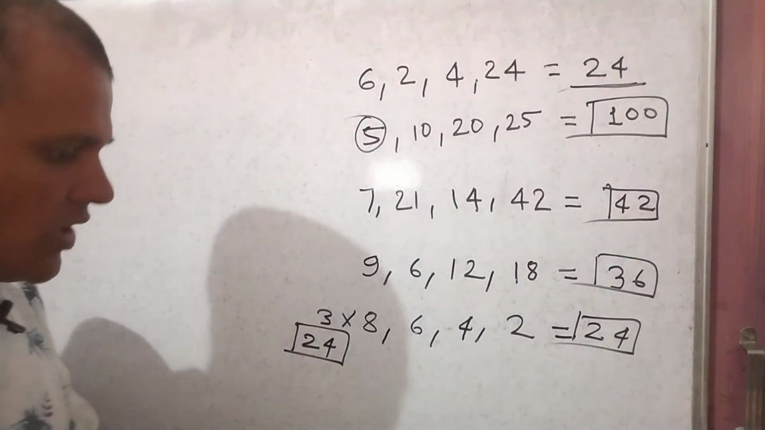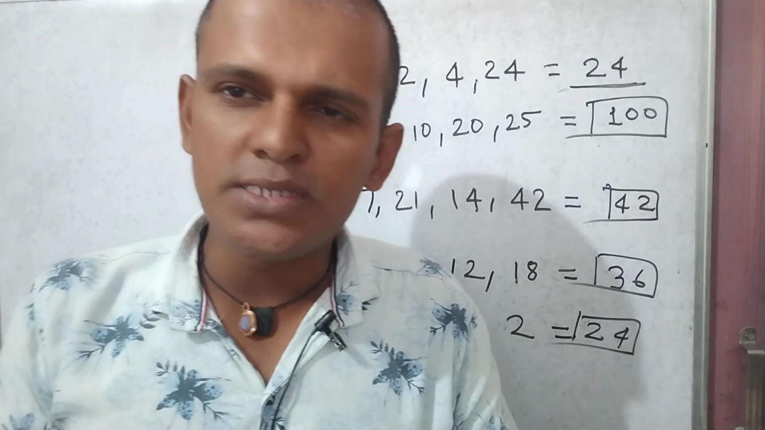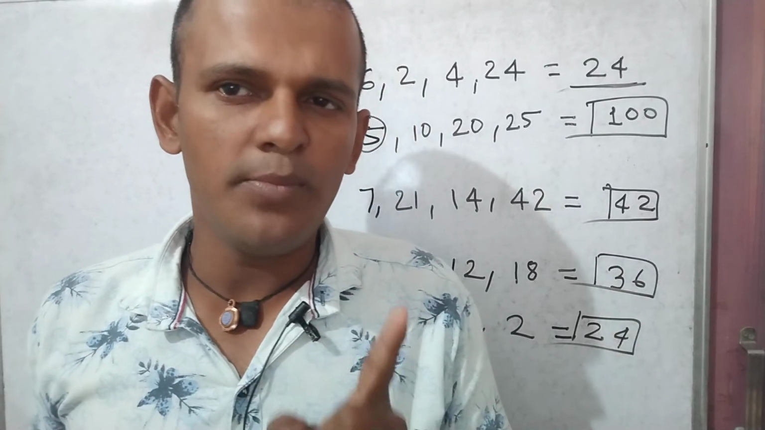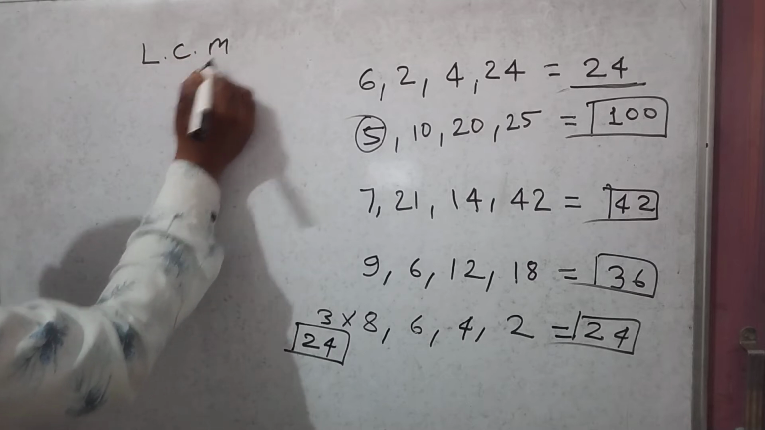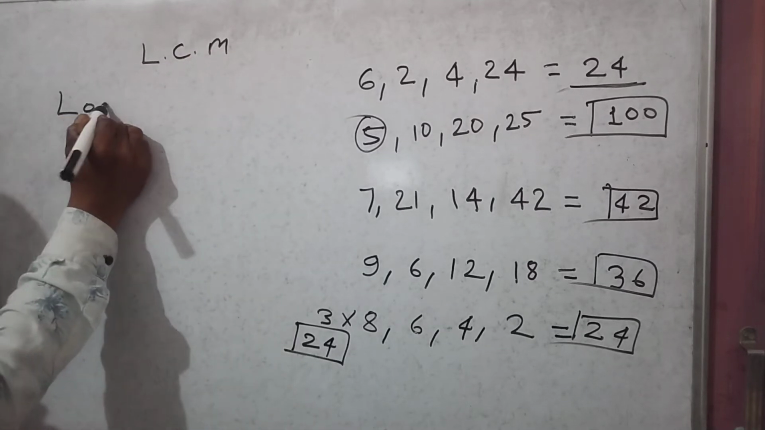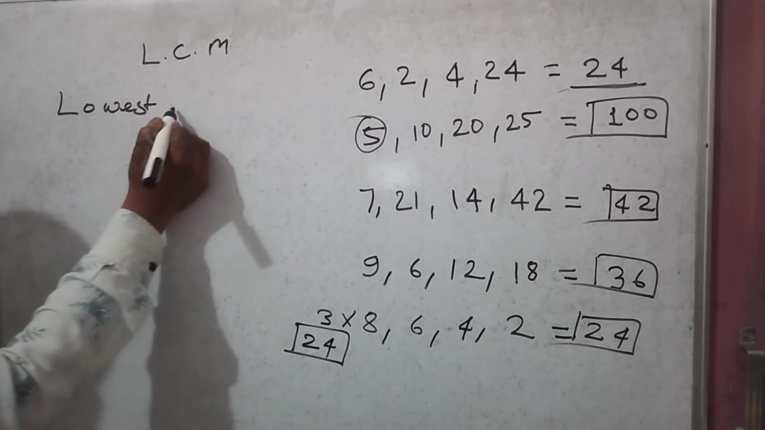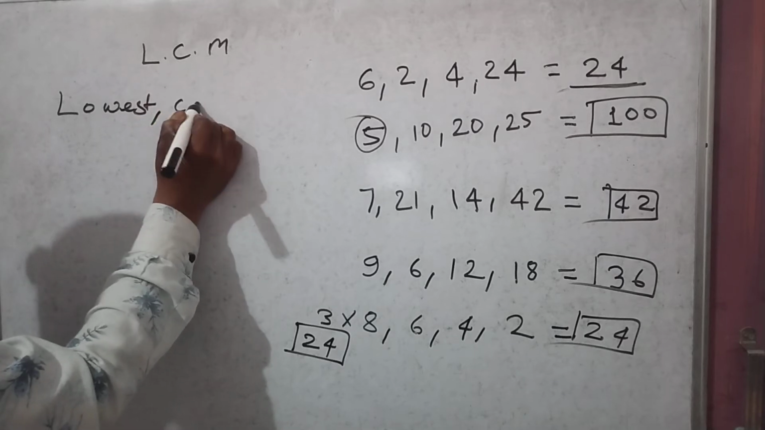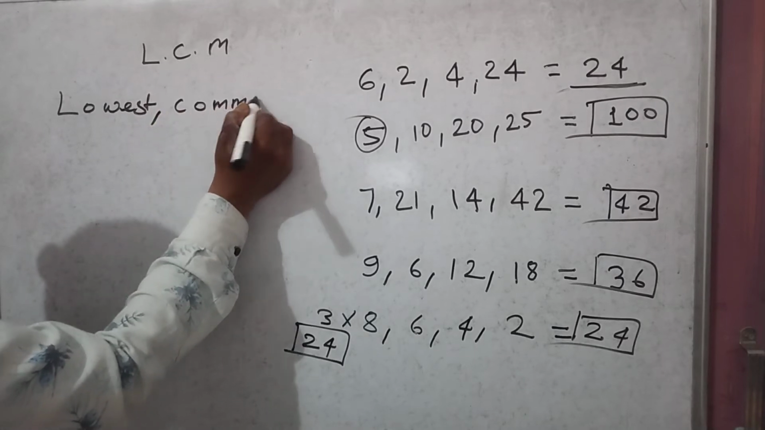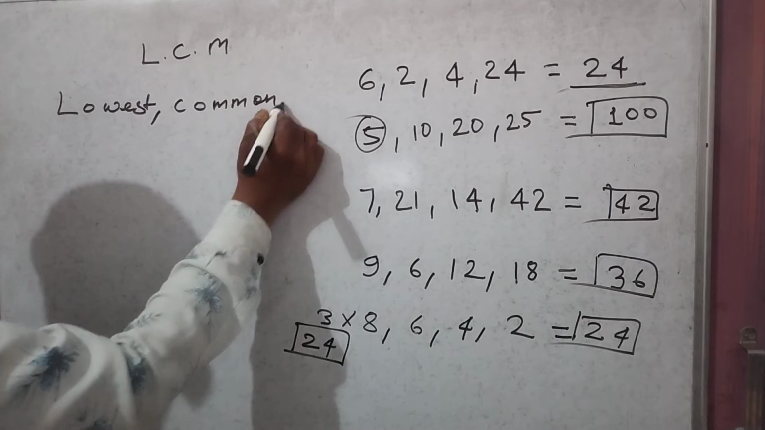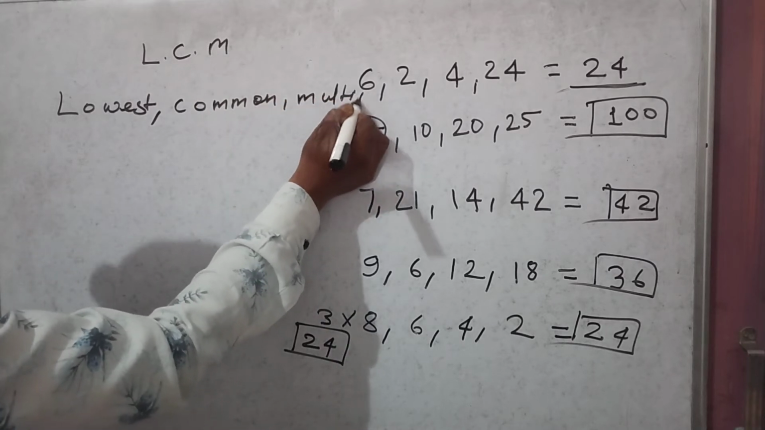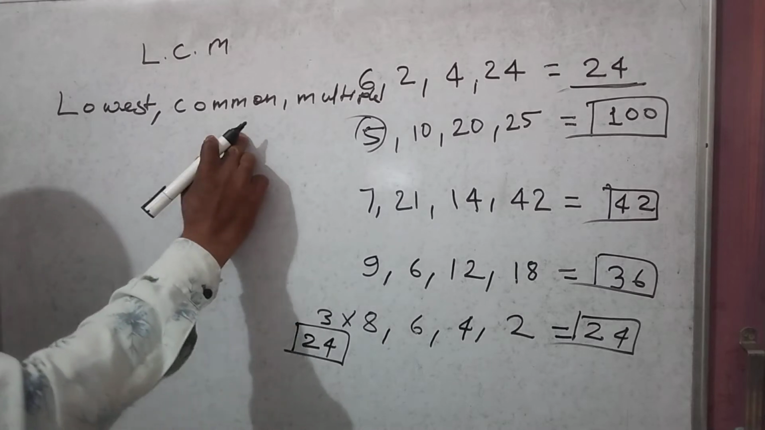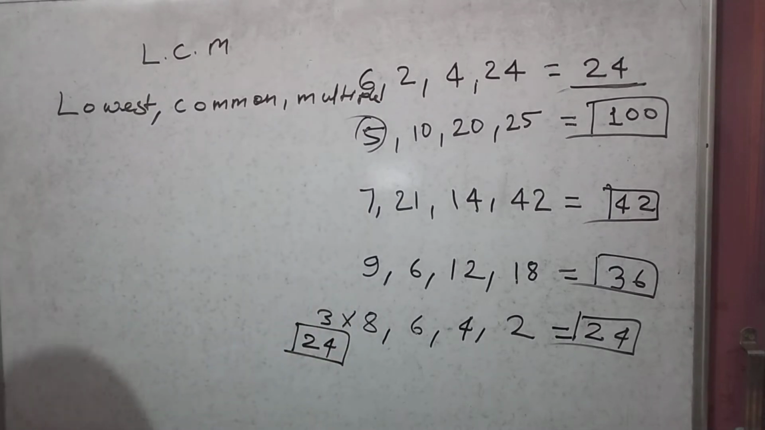So friends, let's see what LCM is. LCM is lowest common multiple. L means lowest, C means common, and M means multiple. Lowest common multiple, LCM, right?